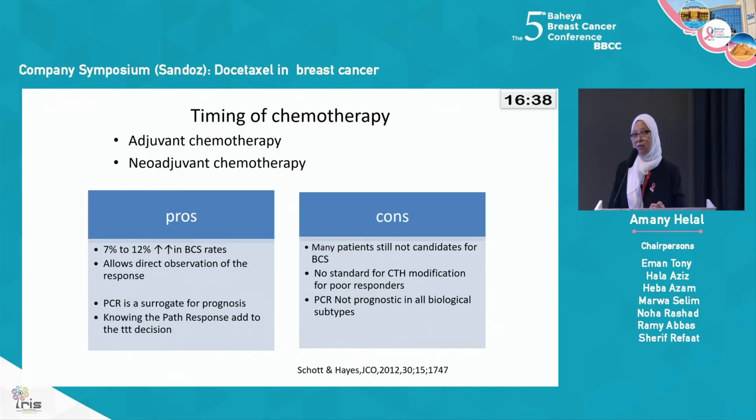You are giving a treatment to the patient, and you can see the response, whether the patient is responding, not responding, or progressive. So the neoadjuvant, I think, is the base for the research. It's a very important mode of treatment. It allows direct observation of response. PCR is a surrogate for prognosis, and knowing the pathological response adds to the treatment decision after the operation.